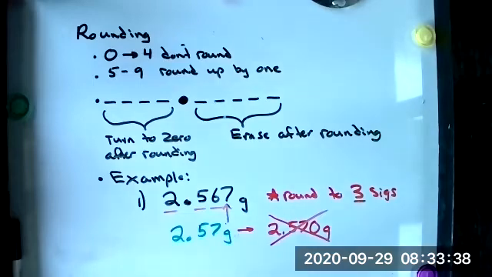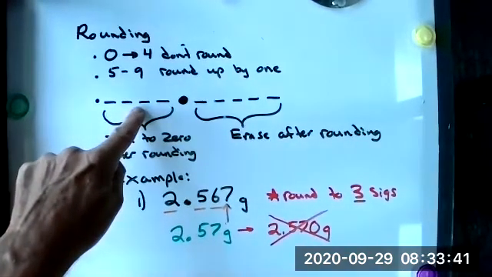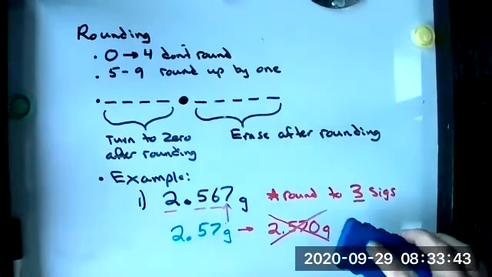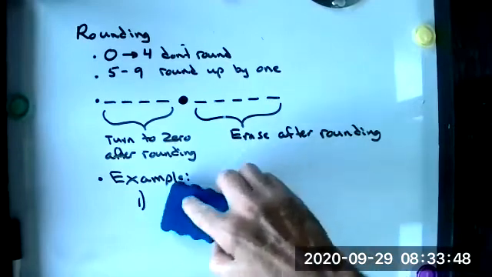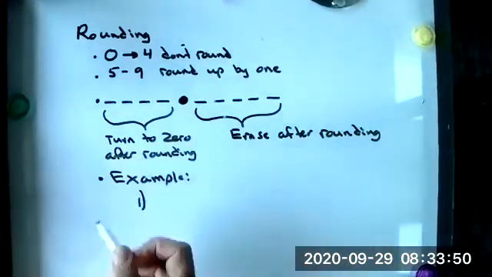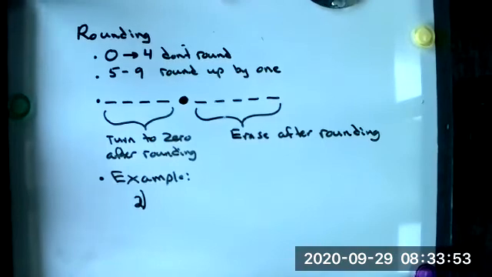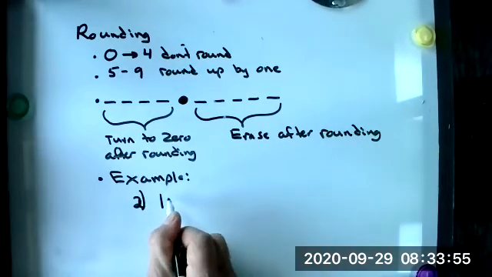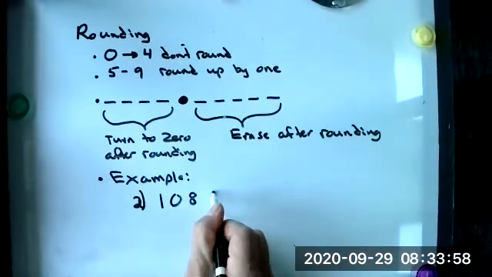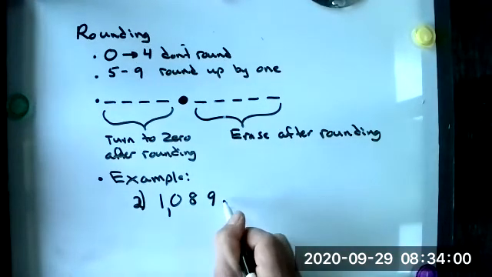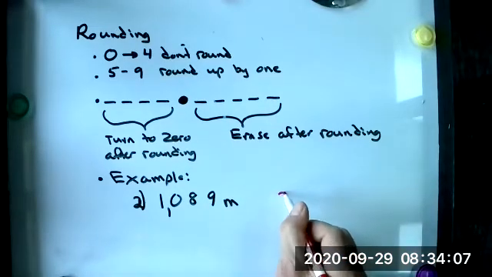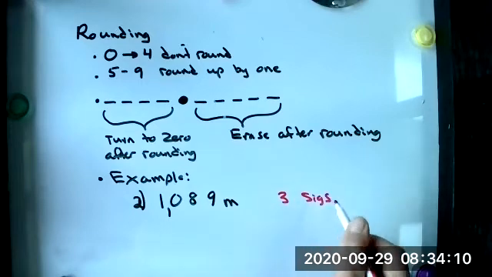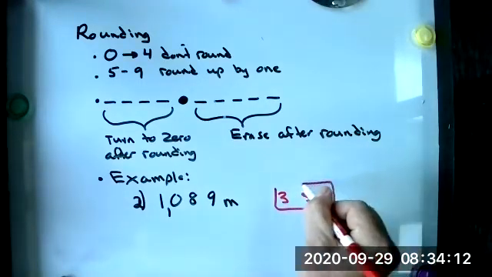All right, let's play the rounding game when you're playing to the left of the decimal, and we'll see what we get. Let me get rid of this. All right, number 2. So let's grab something like this. 10, 8, 9. Let's say it's meters. Oh shoot. Let's go to 3 sigs again. That's what I need my final answer in.